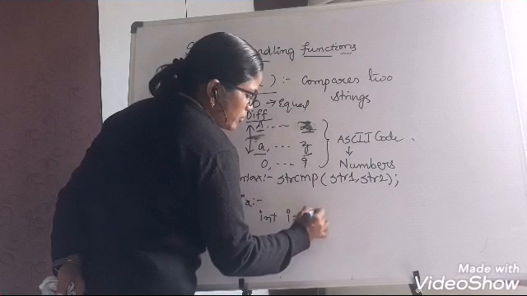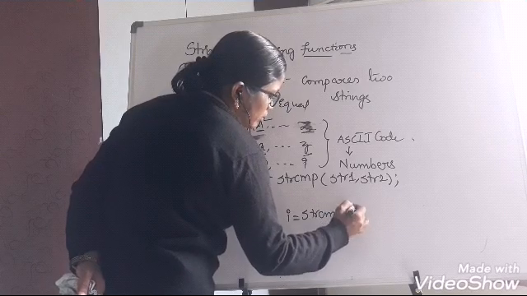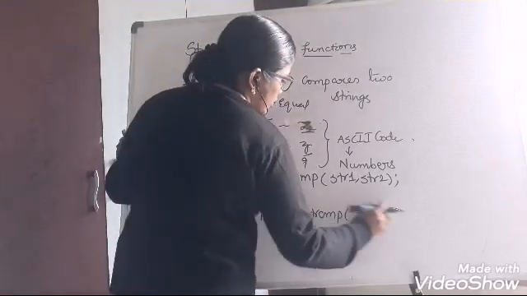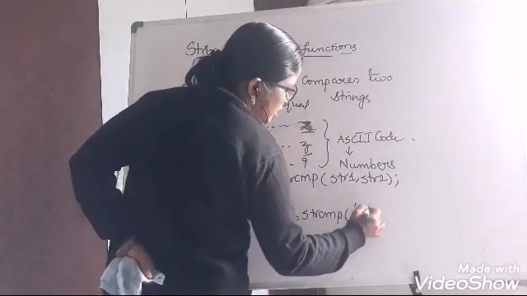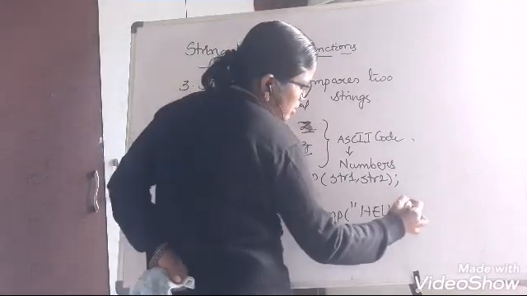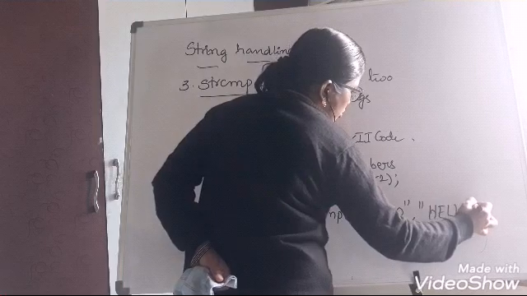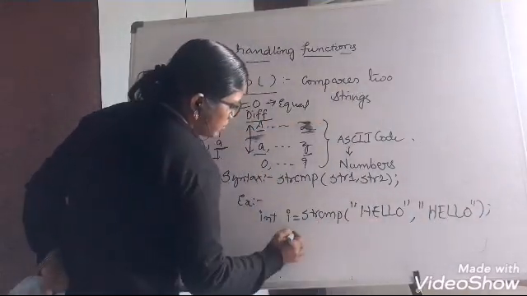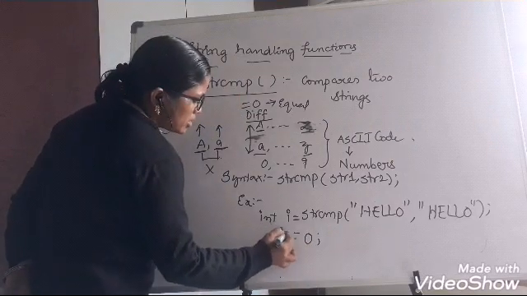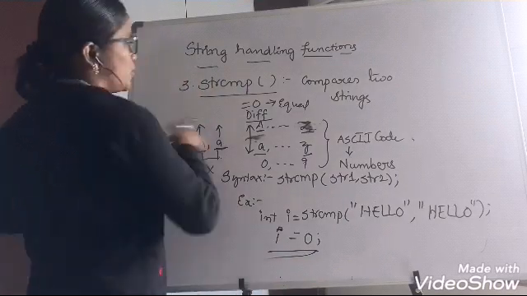So, string compare of capital A, comma, we'll take both the values as same. Hello, all are capital letters, right? Hello. So it returns 0 because both are same. Right? The I value is 0. Hope you have understood. Right? We'll continue.